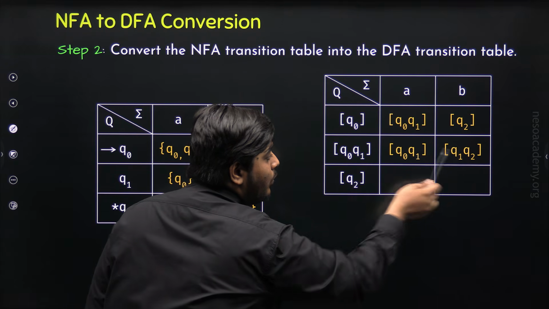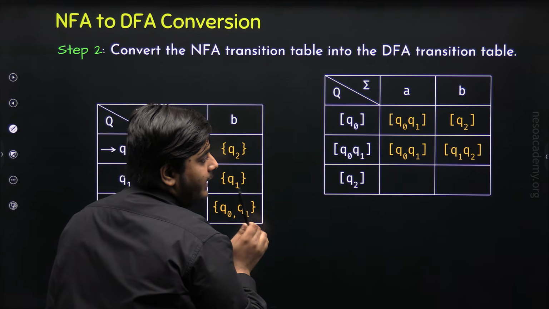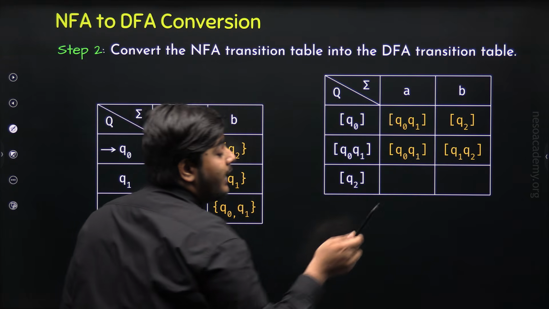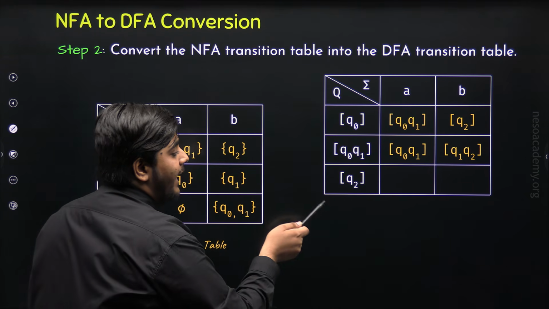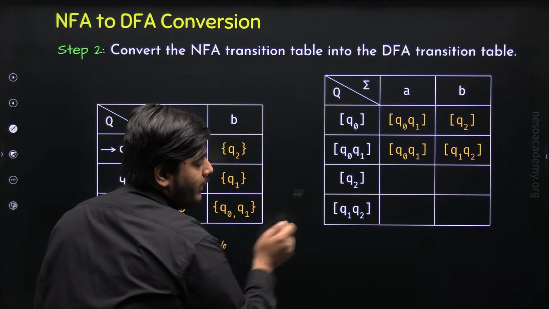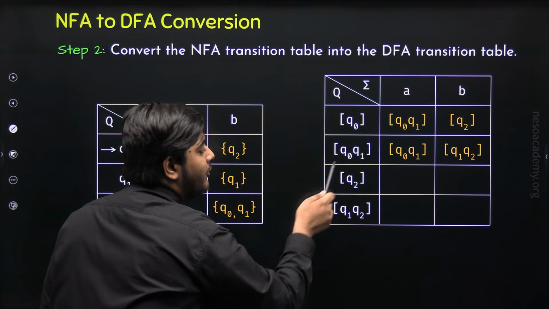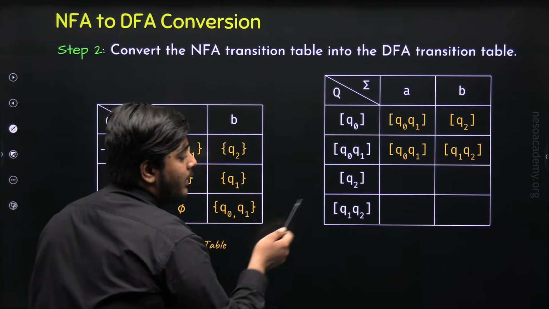But Q1, Q2 is not present in our DFA. That is why Q1, Q2 is a new state for our DFA, and that is why we have to create an entry for the state Q1, Q2. Now we can fill the transitions for the state Q2.